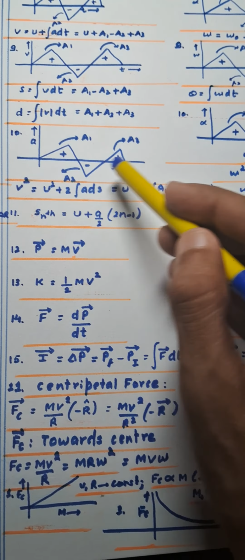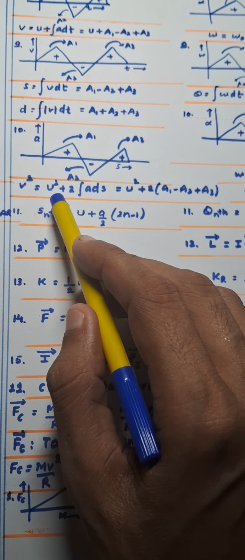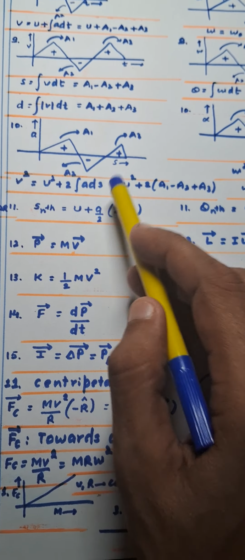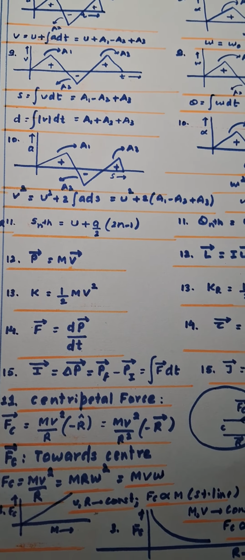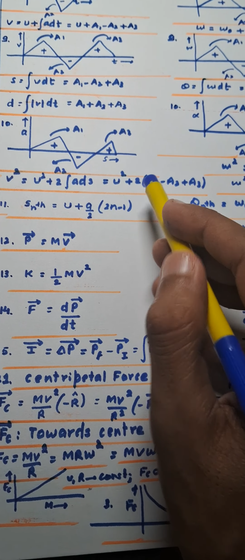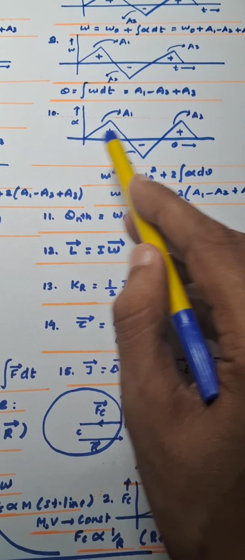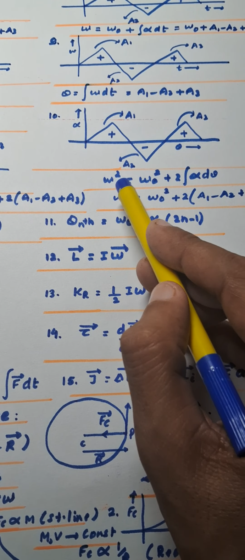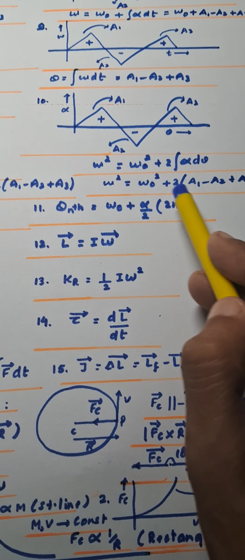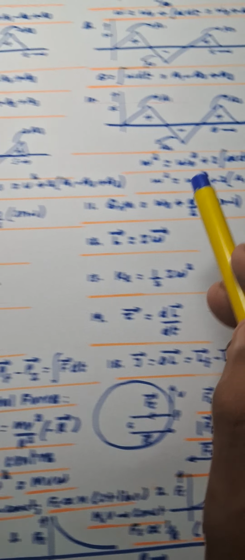Next we have the a-s graph. The a-s graph can be used like v square is u square plus twice integration of a ds. Now this integration a ds refers to the area under the a-s graph with sign. So this can be written as u square plus twice a1 minus a2 plus a3. Similarly, for the alpha-theta graph, omega square is omega naught square plus twice integration alpha d theta. So that will be omega square is omega naught square plus twice a1 minus a2 plus a3.